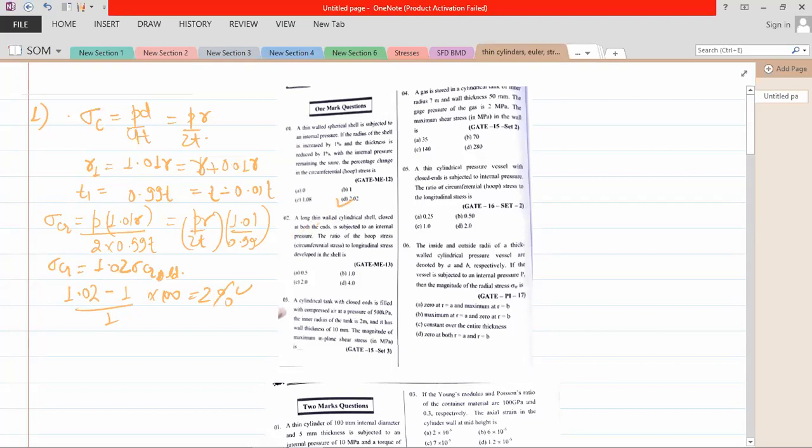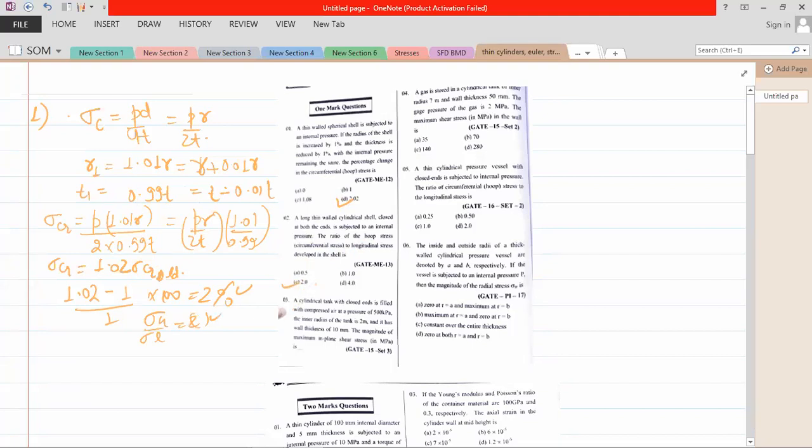The next question is: a long thin-walled cylindrical shell closed at both ends is subjected to an internal pressure. What is the ratio of the hoop stress to the longitudinal stress developed in the wall? You know the direct formulas for hoop stress and longitudinal stress. Their ratio is 2, so the value is directly 2.